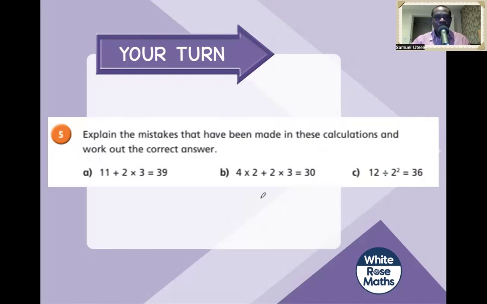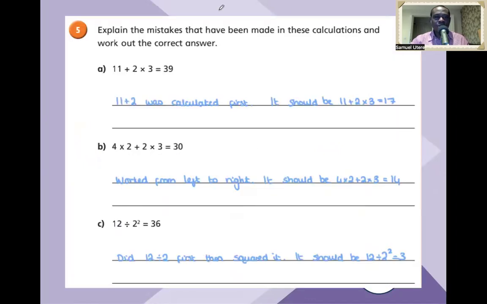Assuming you've paused the video and you've answered the questions, here are the answers. So question 5, you were asked to explain the mistakes that have been made in these calculations and work out the correct answer. So here, 11 add 2 was calculated first. Of course, it should have been done with BIDMAS. That should have been done first.